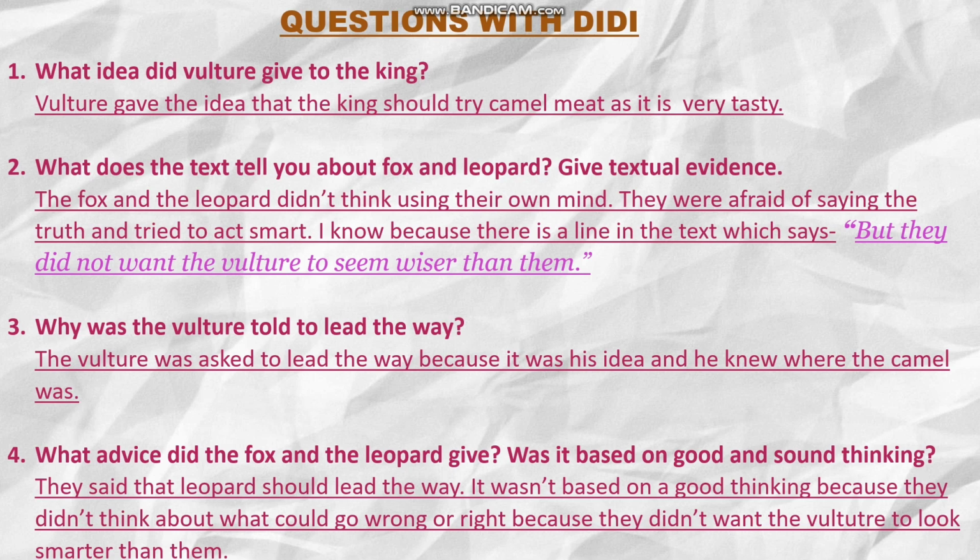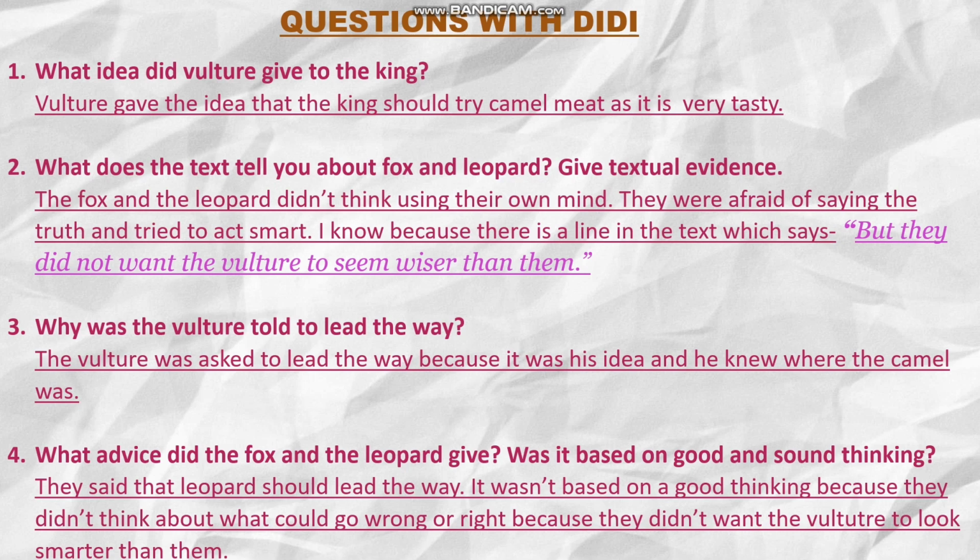What does the text tell you about fox and leopard? Give textual evidence. Now they are asking what you learn about the fox and the leopard from the text you read. And it is also asking for textual evidence, means proof. Okay, so how will we answer these questions? The fox and the leopard didn't think using their own mind. They were afraid of saying the truth and tried to act smart.